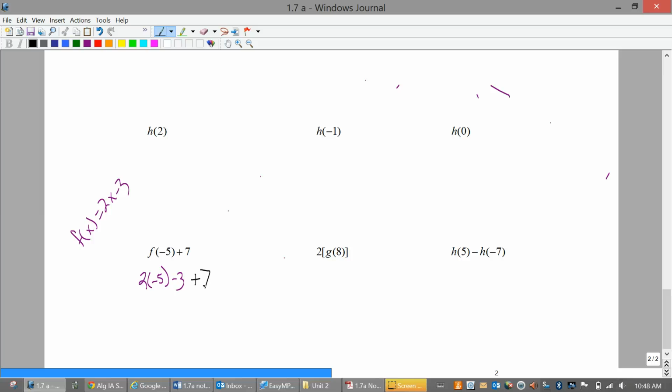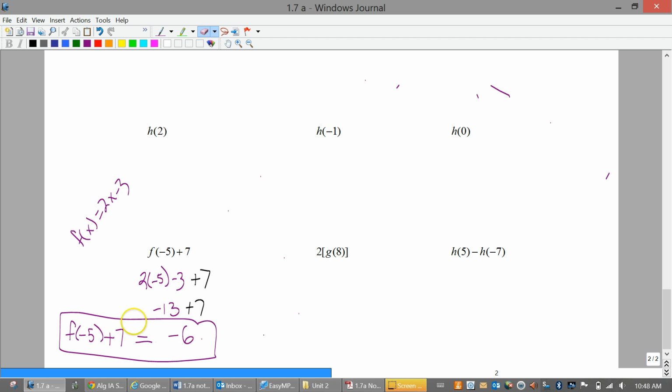Okay? We calculate that. -5 times 2 is -10, minus 3 is -13. So then we do -13 plus 7, which is going to be -6. So what we're saying is function f of -5 plus 7 is going to equal -6. Or we can just leave -6 as our answer, because writing it all together is really confusing looking. So our answer is -6.